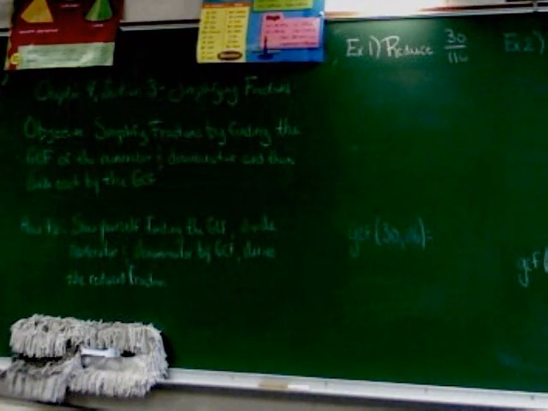Again, show yourself finding the greatest common factor either by listing factors or using a factor tree. Divide the numerator and denominator by the greatest common factor. And doing that, you'll derive or come up with the reduced fraction.